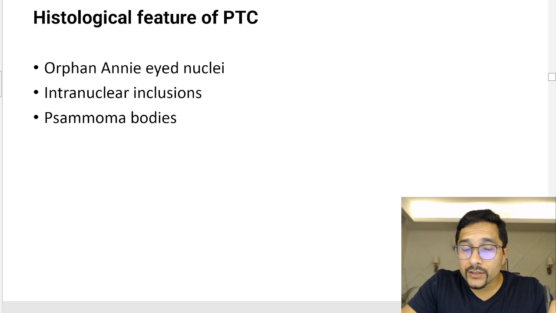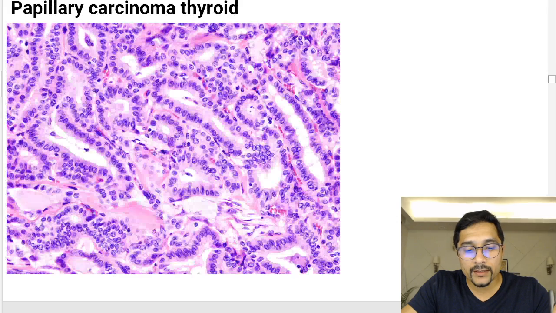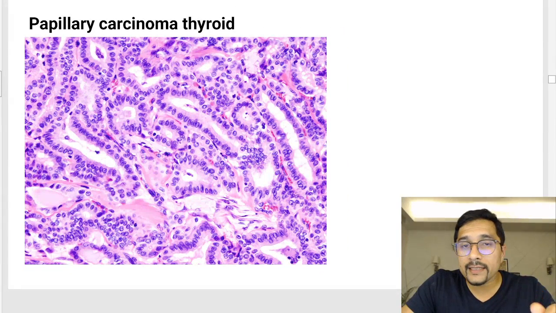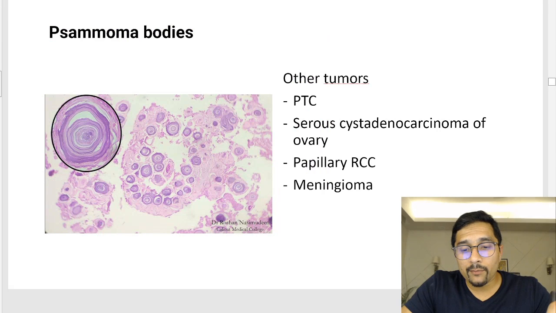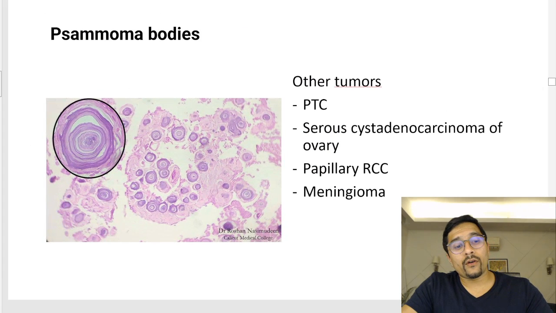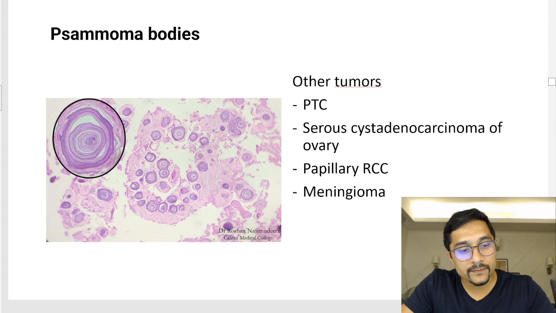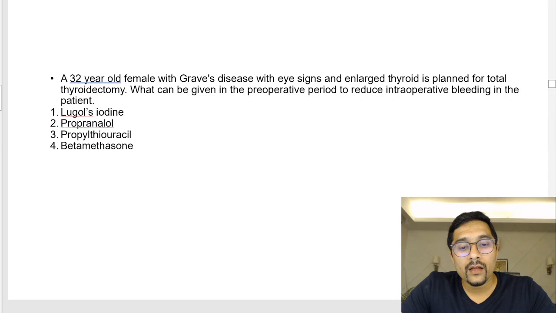The histological features which can be picked up on FNAC and you can see them on biopsy also are Orphan Annie nuclei, intranuclear inclusions and psammoma bodies. So these are the classical Orphan Annie cells. Psammoma bodies are foci of dystrophic calcification and these can be seen in other tumors also like serous cystadenocarcinoma of the ovaries, papillary renal cell cancers and meningiomas.